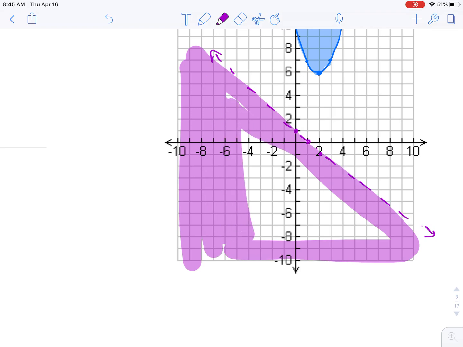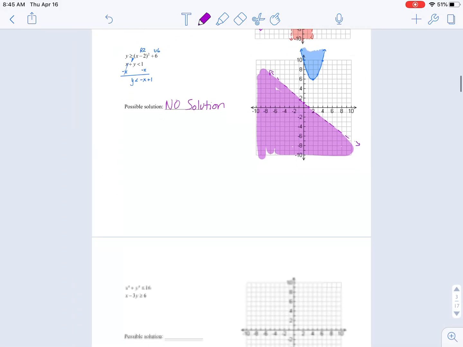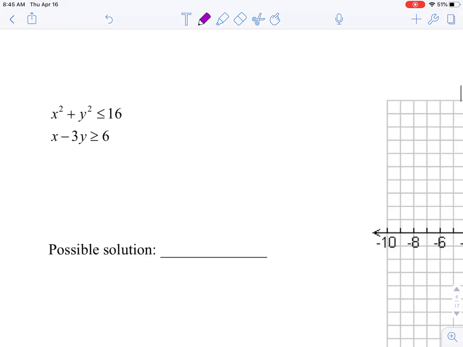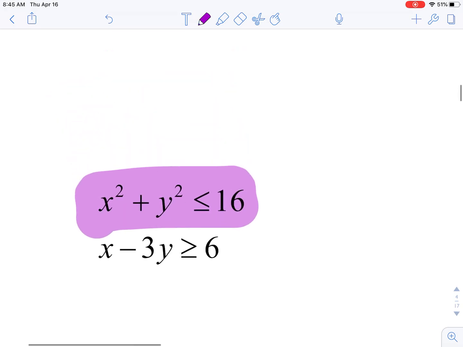And now our ultimate goal is to find out what the solution is to the system. And since these do not overlap, there is no solution. Our next one, do you guys remember what this will look like? This is a circle. Where is our center? Our center is located at 0, 0. And what is the radius?